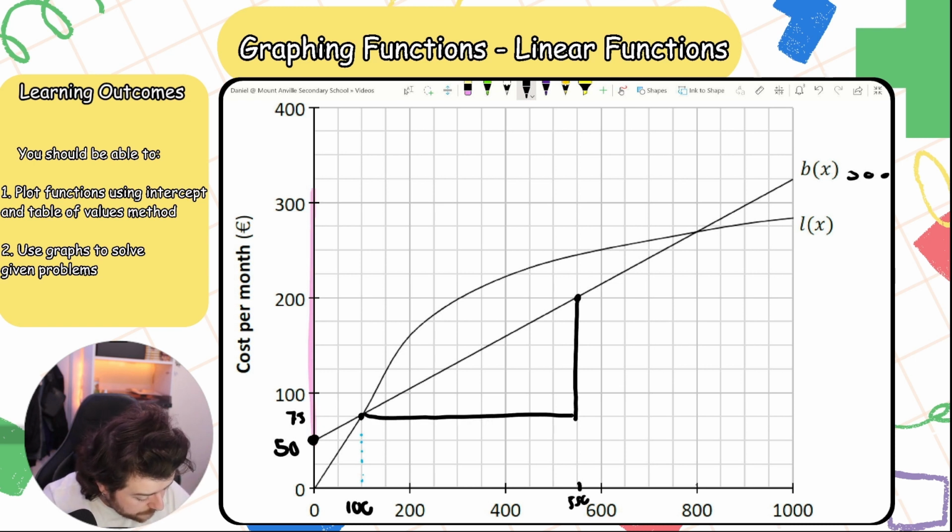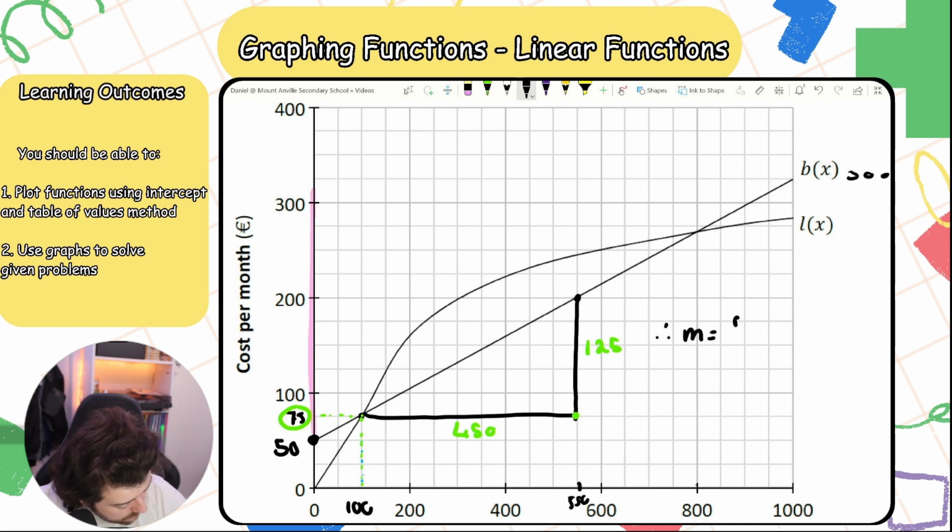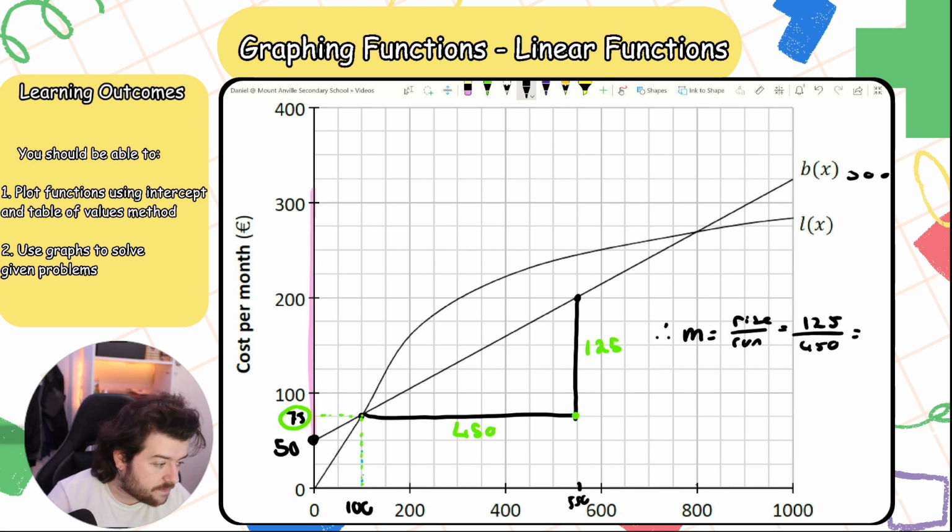So let's look at my rise. I'm starting at around 75 and I'm going up to 200. So therefore my rise is 125. And my run is, I'm at like 100 and I'm going up to 550. So my run is 450. So slope equals rise over run. My rise is 125. My run is 450. Put them in my calculator.